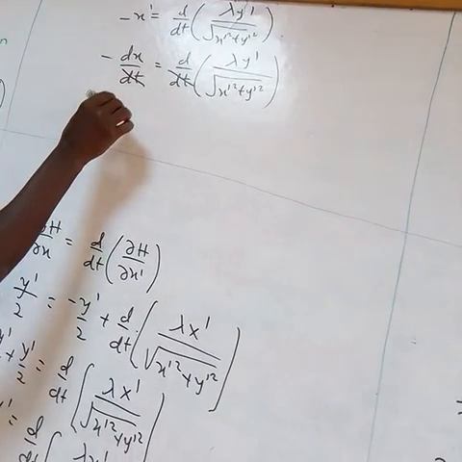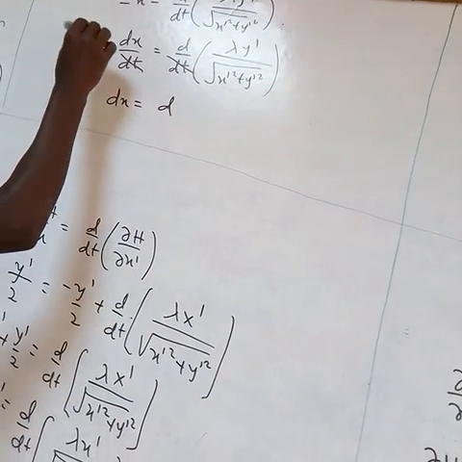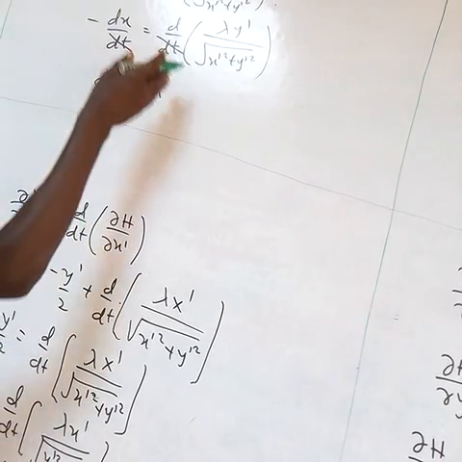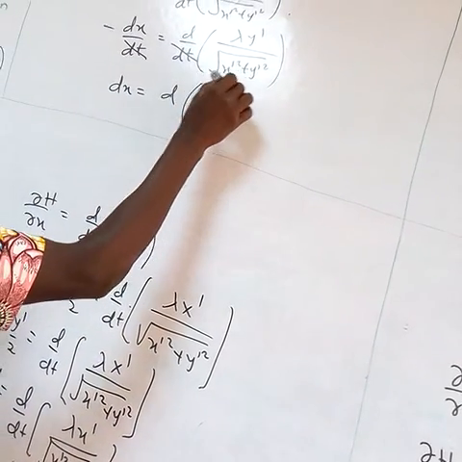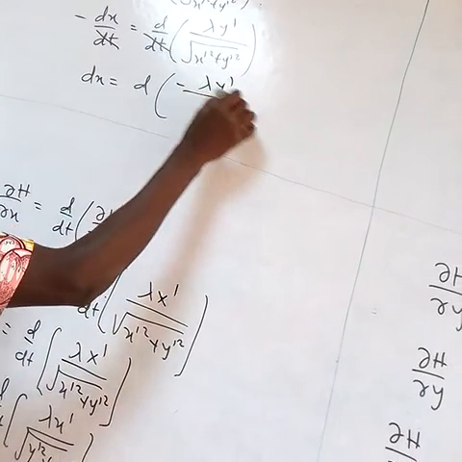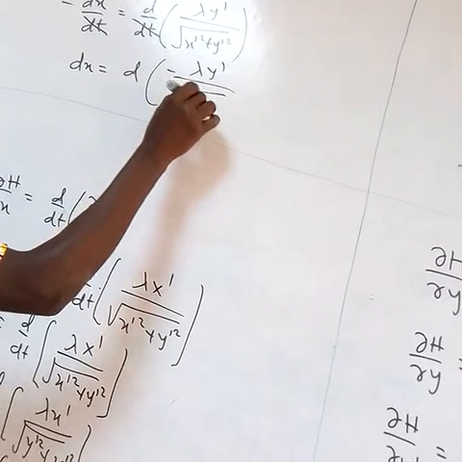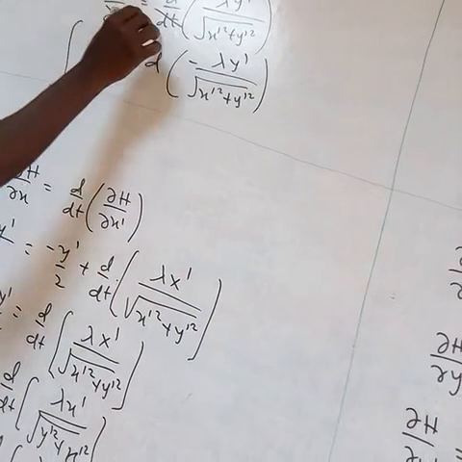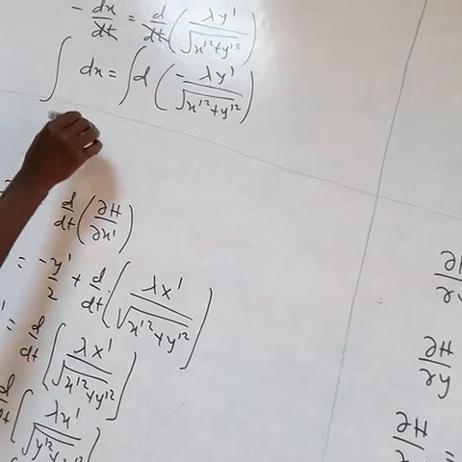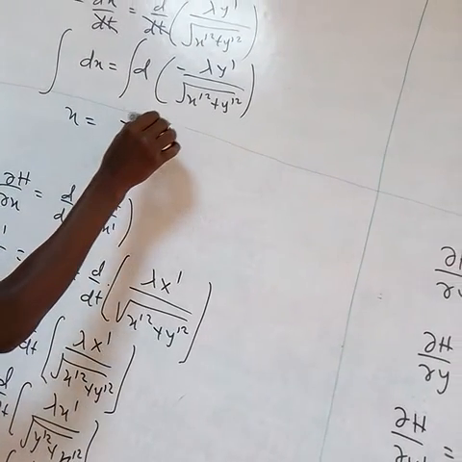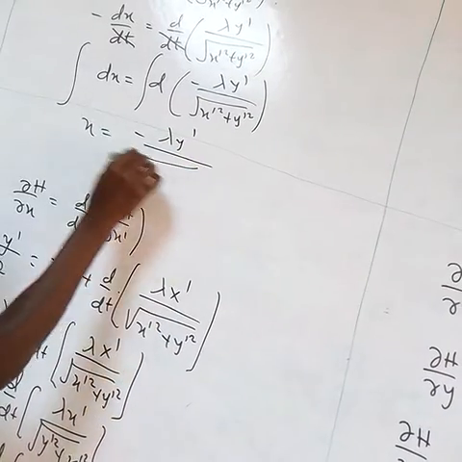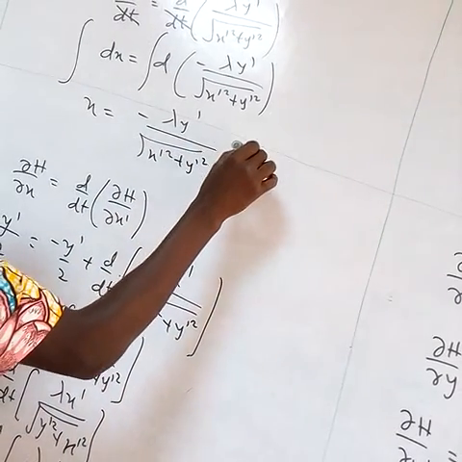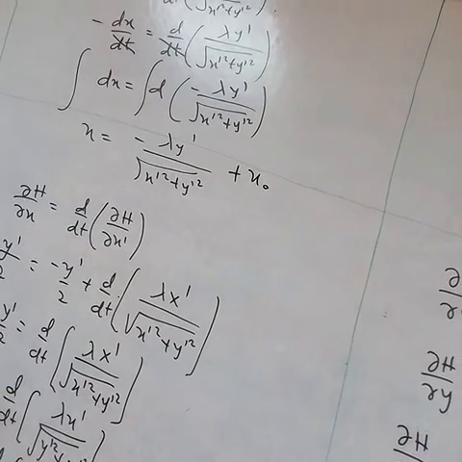So our dx can also be represented as, by the time you multiply negative to both sides, automatically negative will come to this side. It can also be written as minus λy' over the square root of x'² plus y'². So on integrating both sides, we are going to have x is equal to minus λy' over the square root of x'² plus y'² plus x₀, which is the constant of integration.